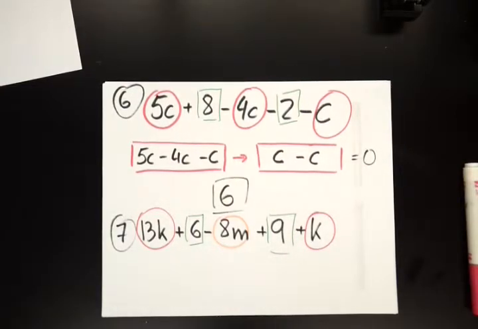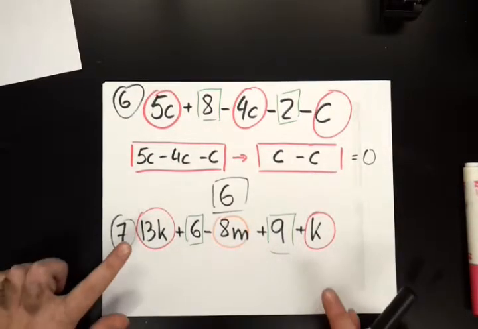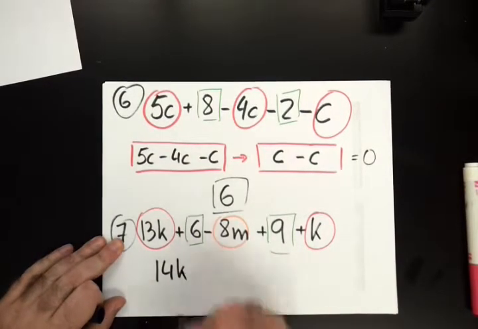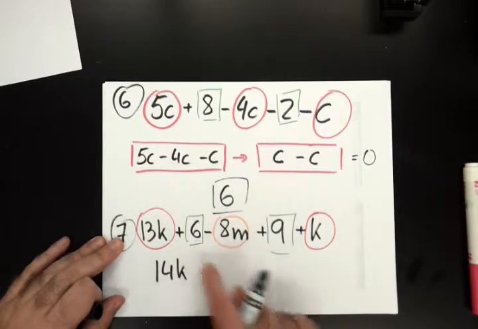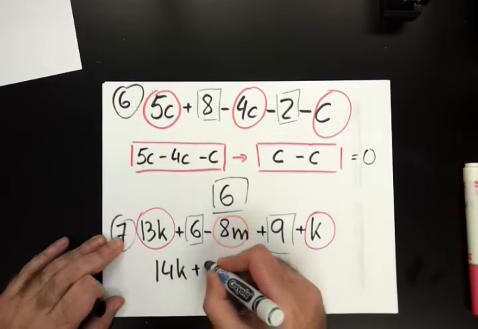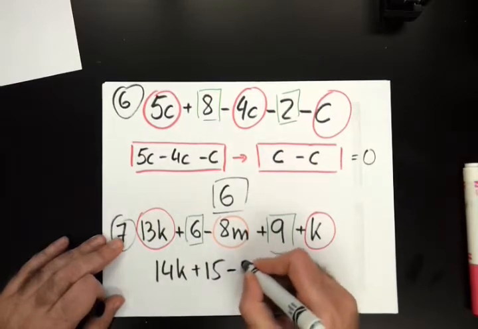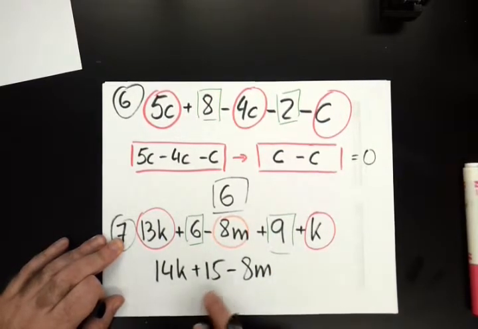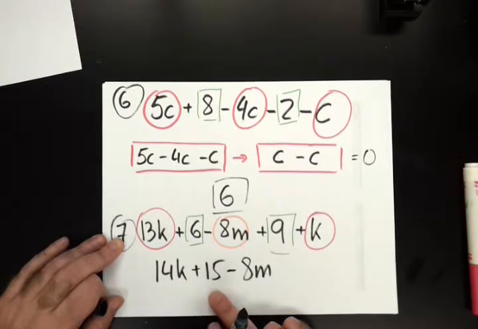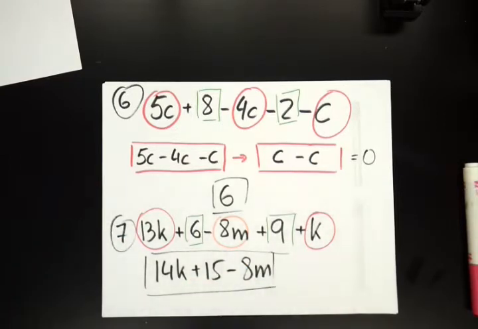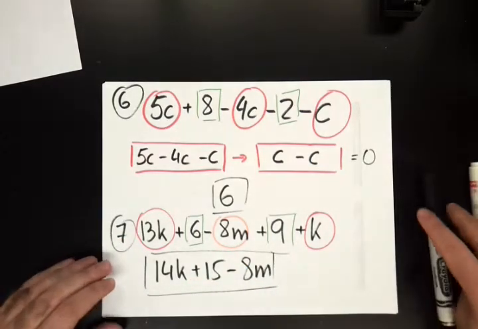Now let's combine. Only like terms can be combined. 13K plus a K, a total of 14 Ks. 6 plus 9, that's 15. And the M term doesn't have any counterparts, and there was a minus in front of it, so minus 8M. 14K plus 15 minus 8M, or 14K minus 8M plus 15. Whichever way you want to do this, it doesn't really matter. They're both correct. All right, moving on to number 8.